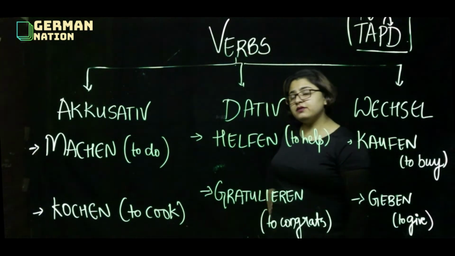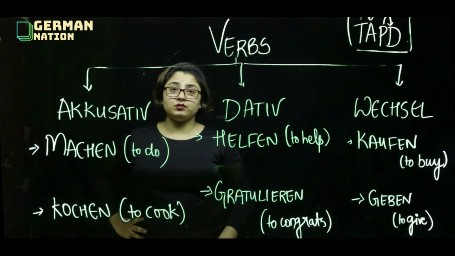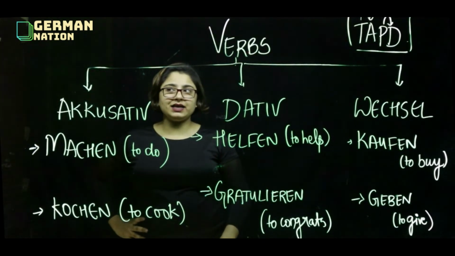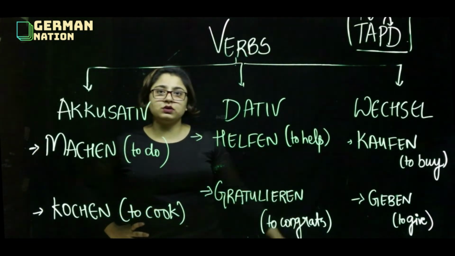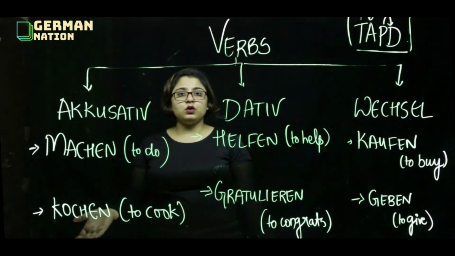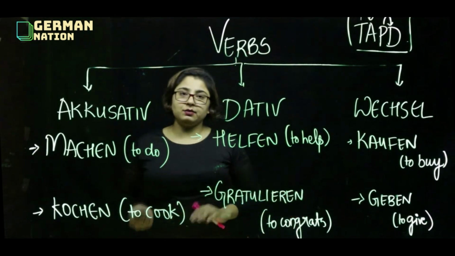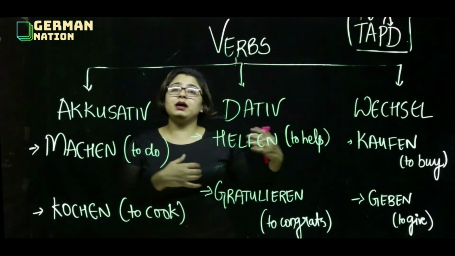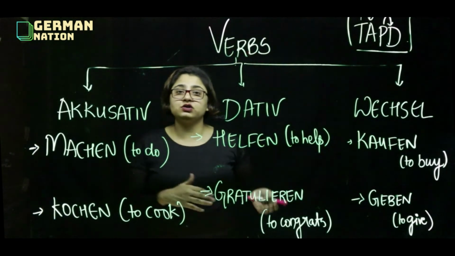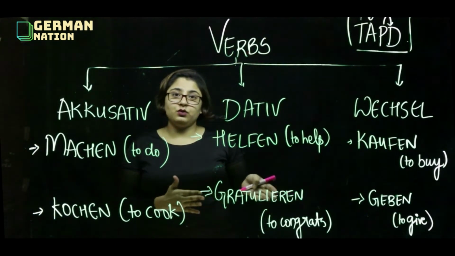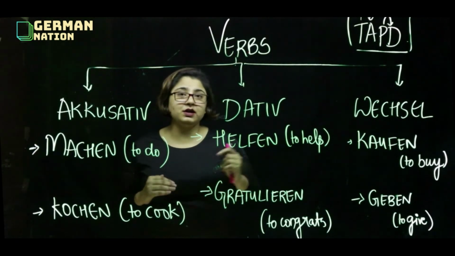Similarly with accusative, machen is to do. I am doing my homework. I can't address a person with machen. I am not doing my student. I can't say that. Similarly with kochen, kochen is to cook. I am cooking food. I am cooking dinner. I am cooking breakfast. I can't cook my brother. I can't do so, no. With kochen, I cannot address a person. So, that is TA: things, accusative, people, dative.